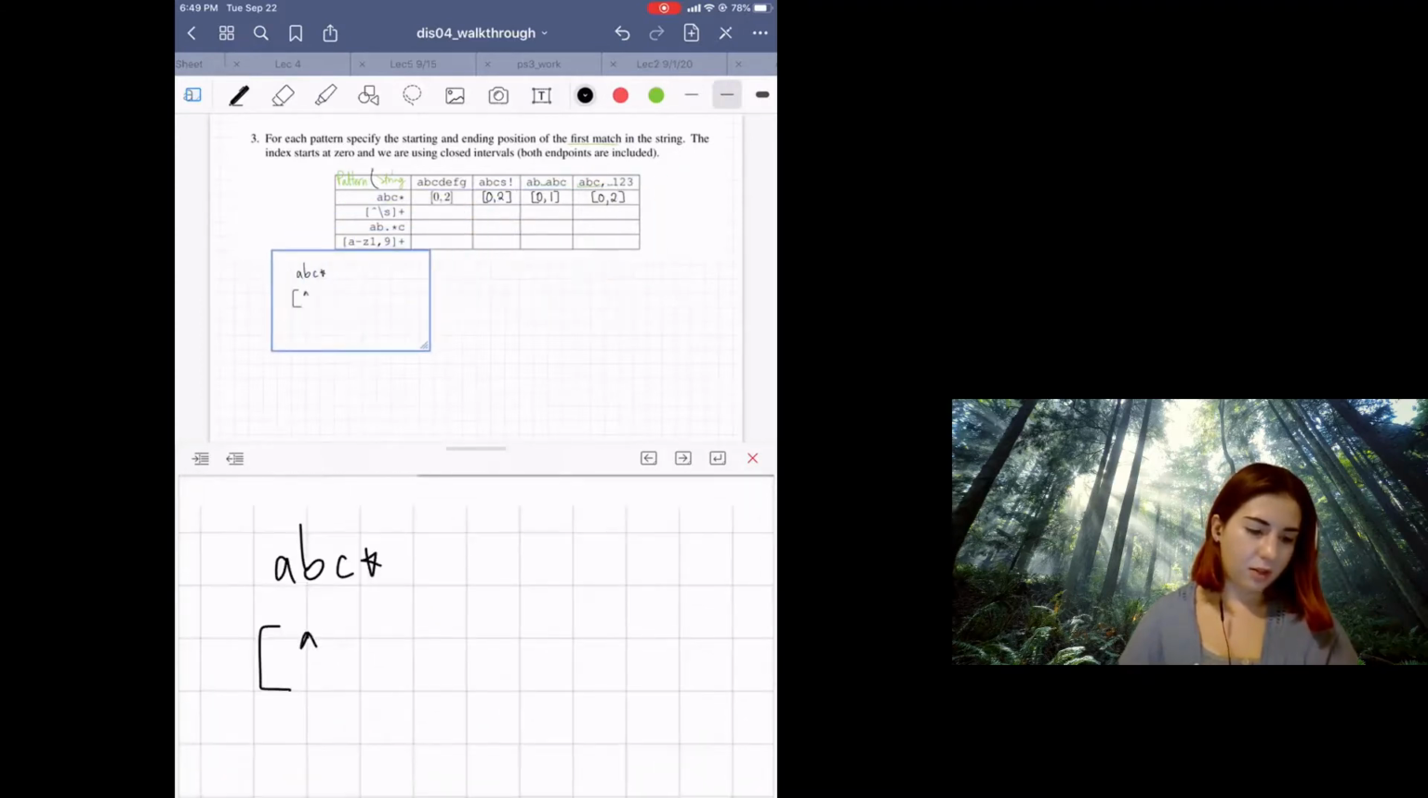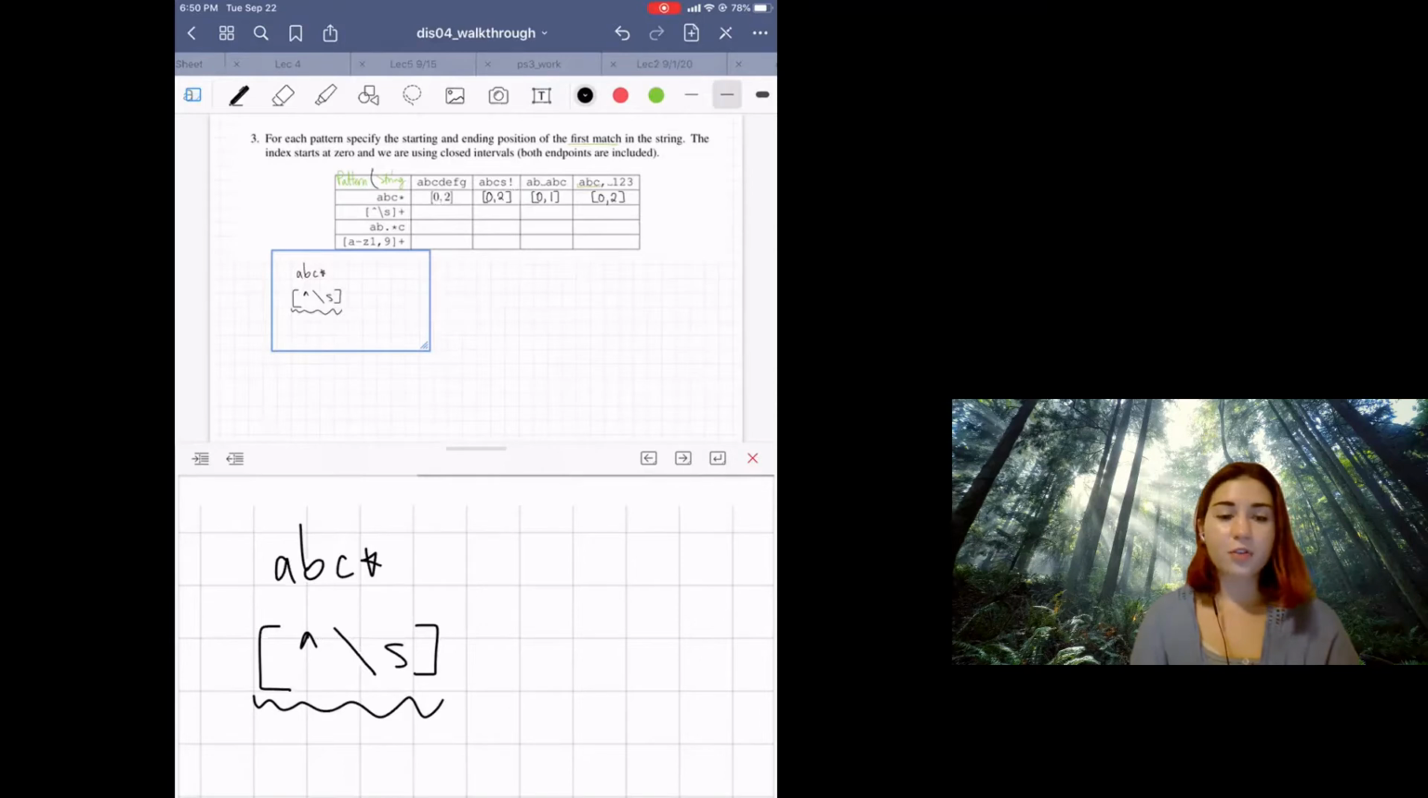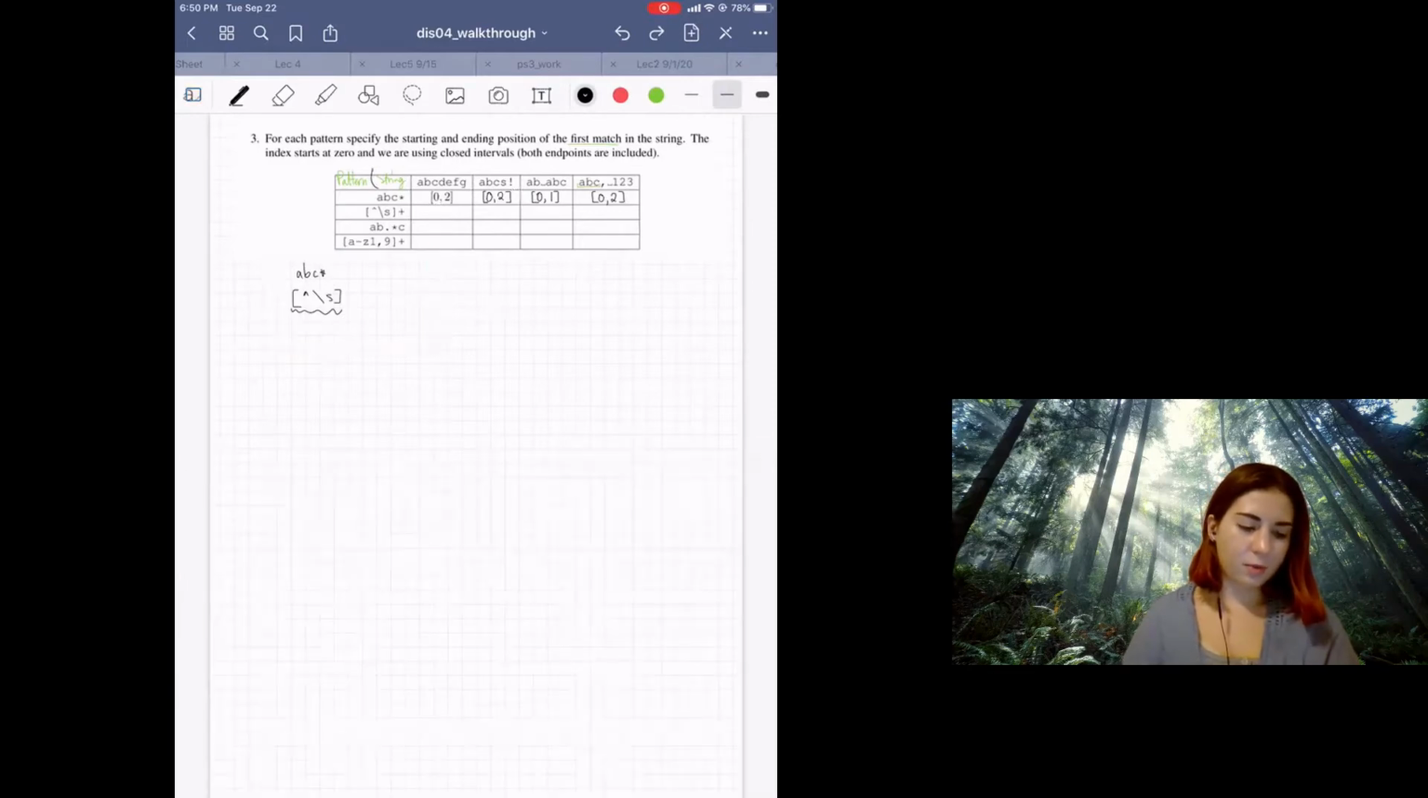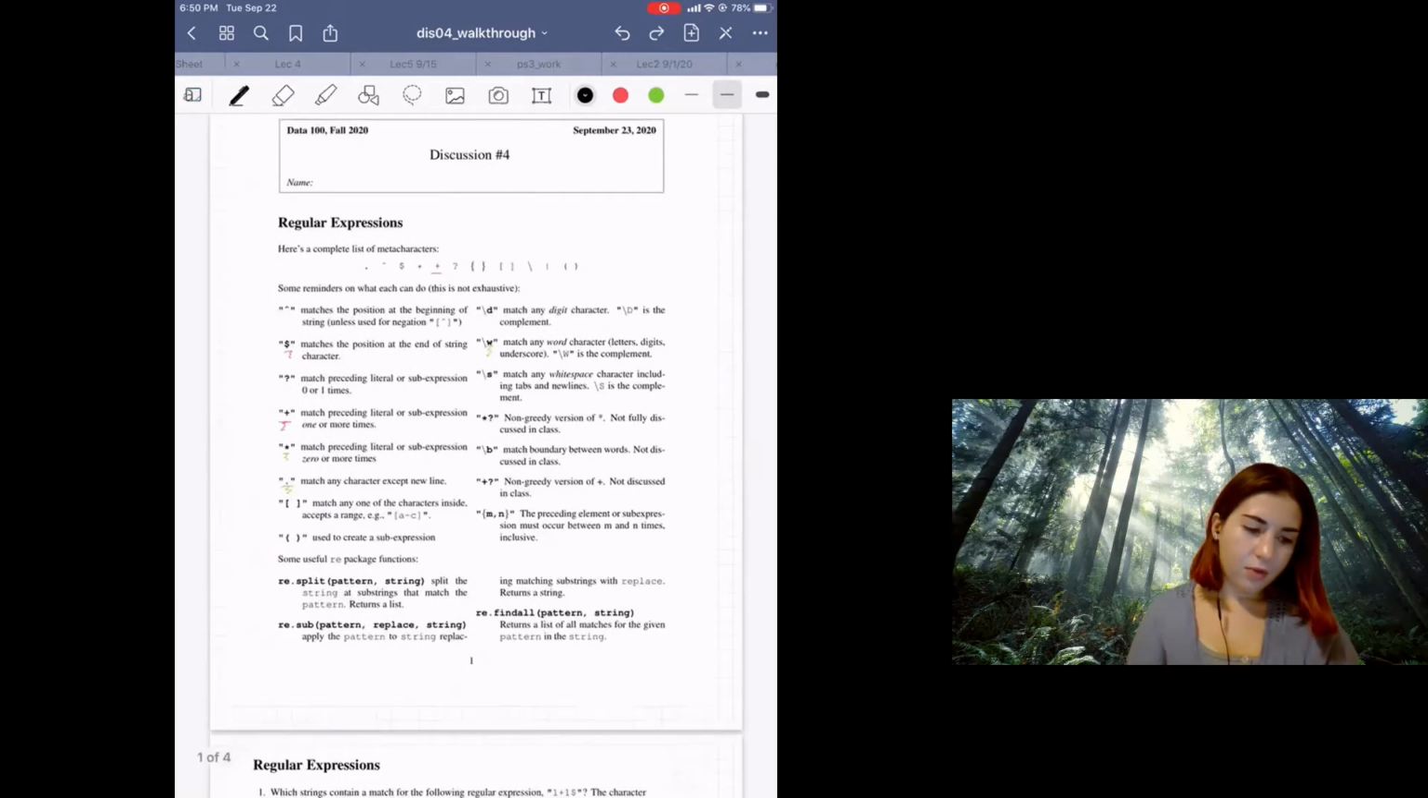So for this pattern, let's take a look at it. We recognize from problem 2 in this worksheet that when we have a group being identified, like a group of characters that we might be able to match, but then a caret at the very beginning, that means we'll match any characters that are not in this group. But then what does the \s symbolize? Well, apparently \s matches any white space character, including tabs and new lines.